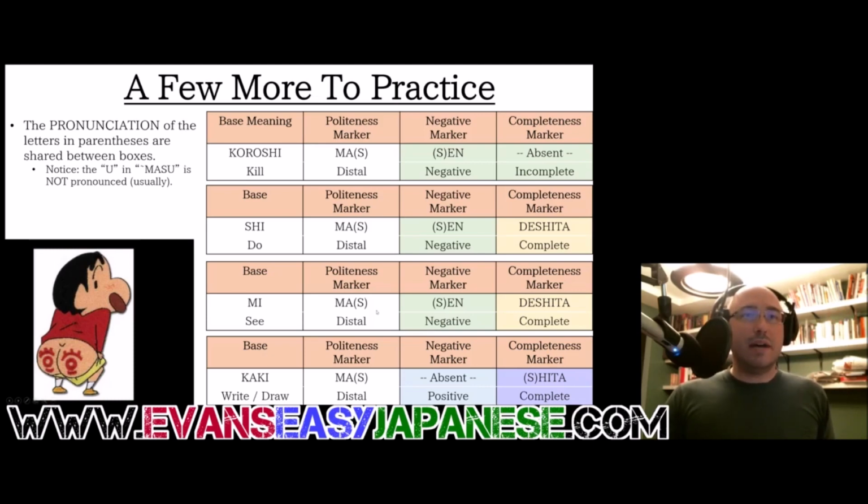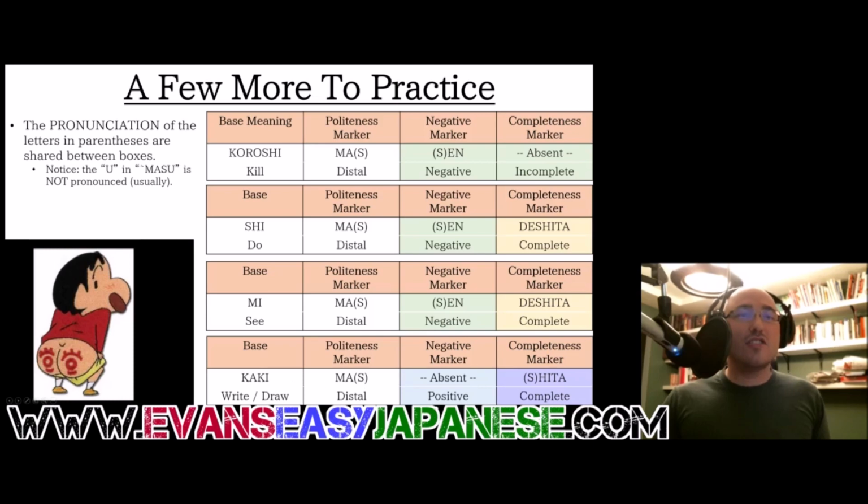All right, mimasen deshita. We have another completeness marker. So just like the one above it, it's negative and it's complete. So see or look or watch, putting a distance between us. Maybe I don't know you that well. So, oh no, I didn't see the movie. If you've seen the recent South Park episode, I didn't see Black Panther. Mimasen deshita. I didn't see Black Panther. All right, South Park's hilarious.